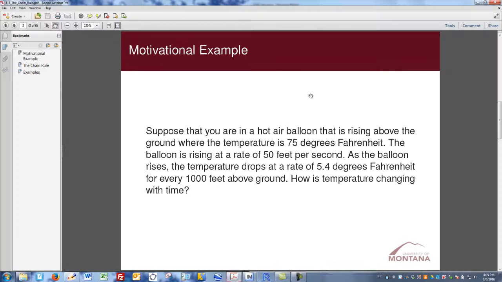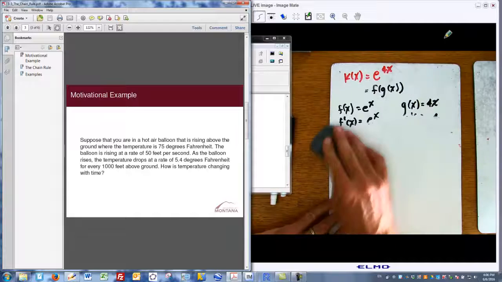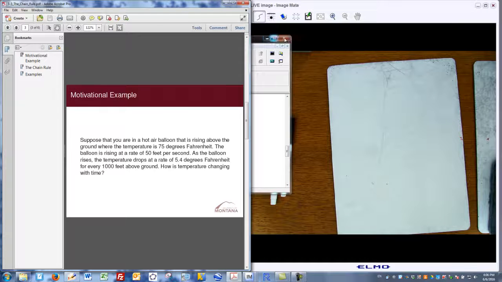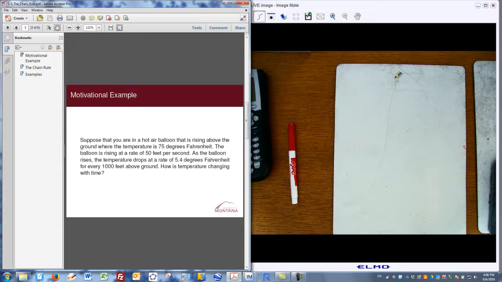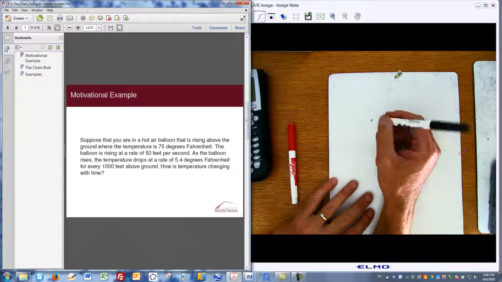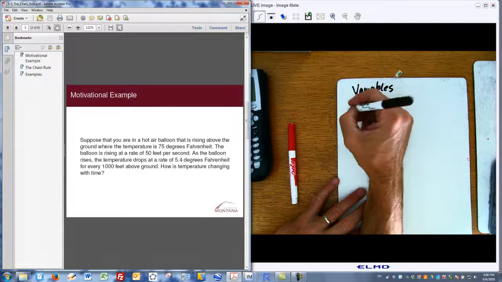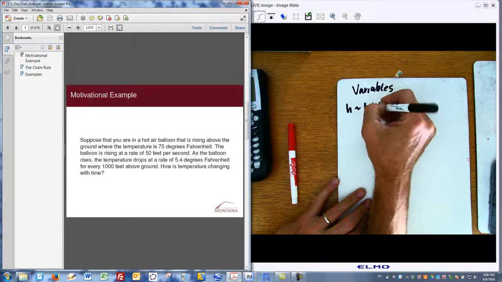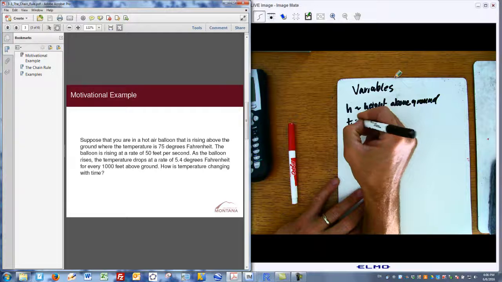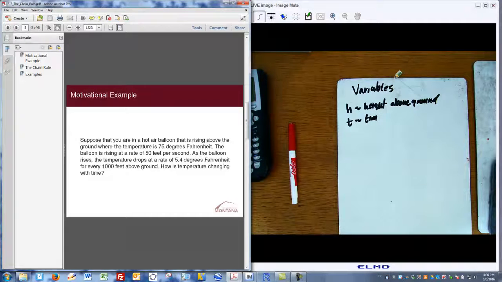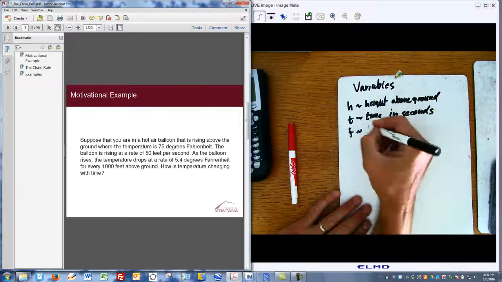Okay, so let's think about that for a second. If we are to work this problem, let's think a little bit about how we do it. We have a setting where we've got a hot air balloon rising above the ground, temperature 75 degrees. So let's identify the variables first. We've got rising above the ground, so we'll let h be equal to the height above ground. Let's let t be equal to the time, in seconds. And let's let F be equal to the temp in Fahrenheit.